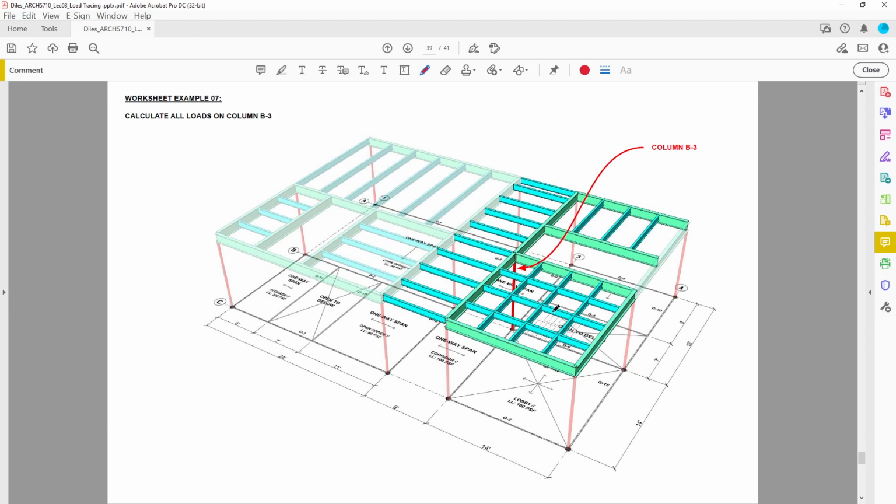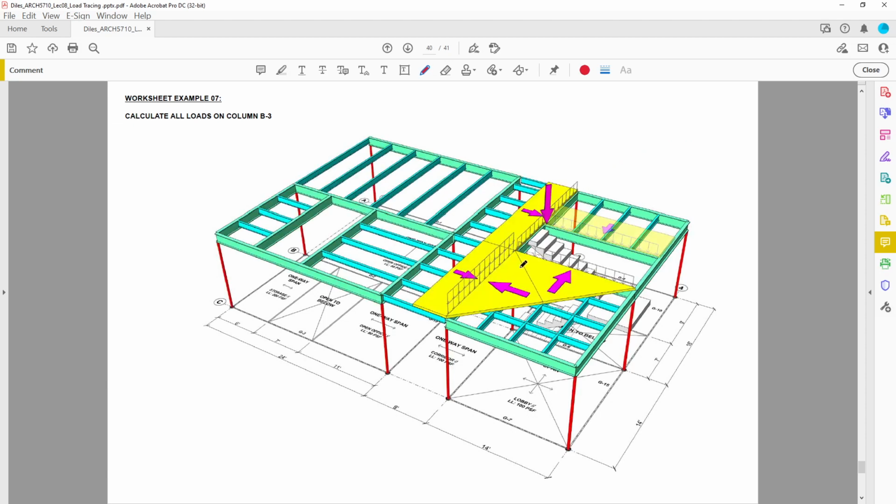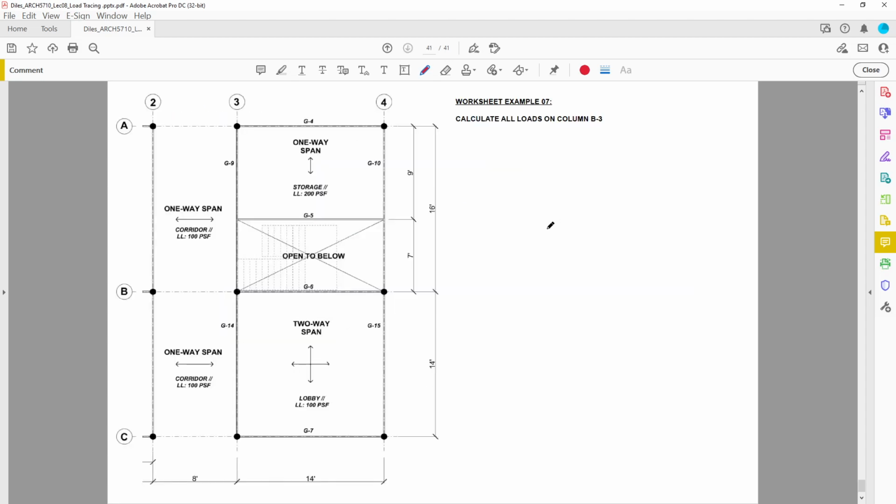This is the zone that affects column B3. Here are all of the tributary areas, right? We have this girder coming into it. We have this girder under here coming into it, and then we have this girder coming into it. And so here are the tributary loads for all of those girders, including showing this point load here that we just calculated coming from that system. Okay, so calculate all of the loads on B3.